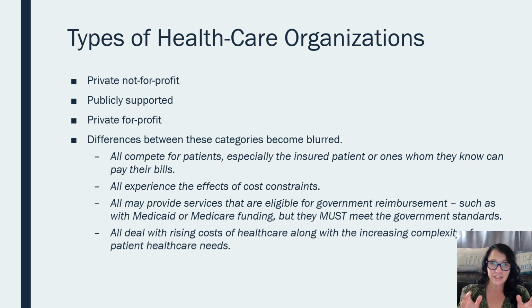All these places, though, do compete for patients, especially the insured patient or ones whom they know will pay their bills. All experience the effects of cost constraints. All may provide services that are eligible for government reimbursement, such as with Medicaid or Medicare funding, but they must meet those government standards. All deal with the rising cost of health care, along with the increasing complexity of patient health care needs. Baptist is, for example, a private not-for-profit institution.